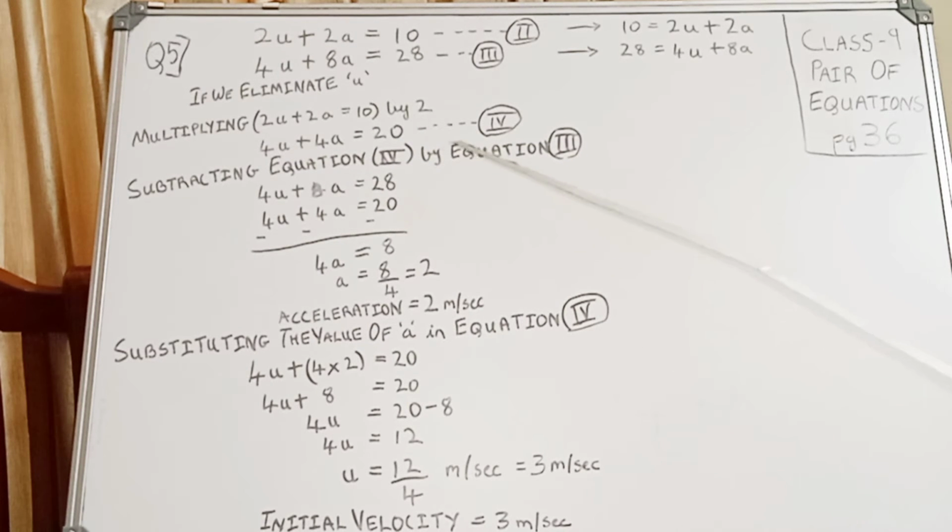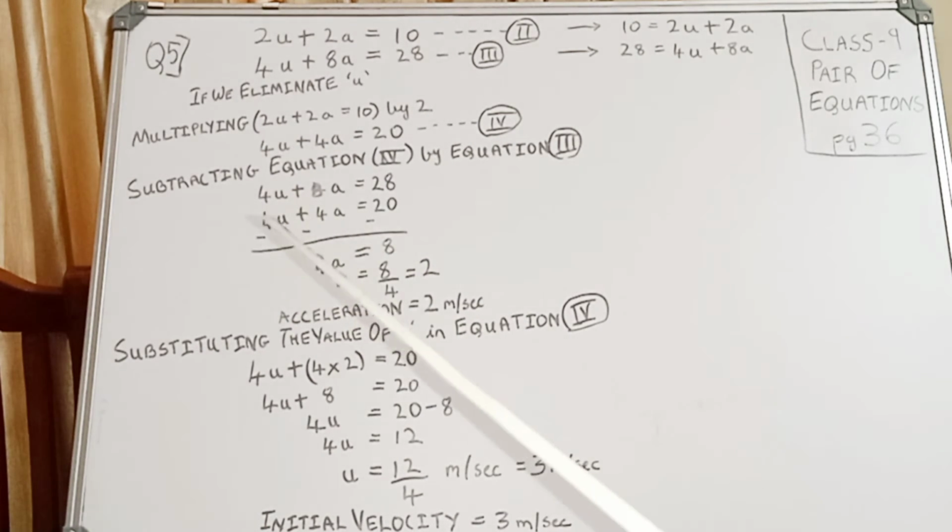Based on this equation and this equation, since we have the term u common in both equation number 3 and equation number 4, we subtract equation number 4 from equation number 3. You have to place the bigger number on top, bigger number minus the smaller number. Here the bigger is equation number 3, which is 4u plus 8a equal to 28, and the smaller is equation number 4, which is 4u plus 4a equal to 20.